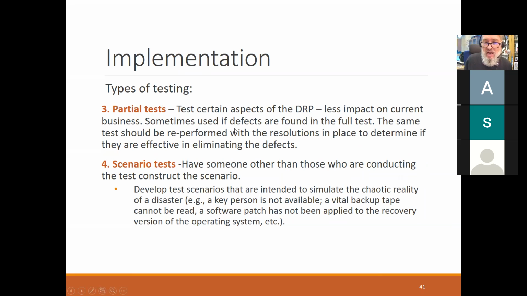A partial test is just going to test some aspects of the disaster recovery plan. Now, a scenario test, what we're talking about there is using your imagination to come up with what could possibly go wrong, right? So it's about considering what could go wrong. This is where that outside person is probably in a better position because they might have seen a lot more of this.